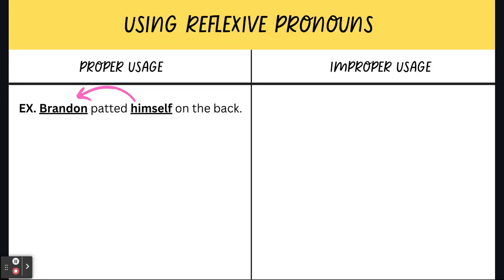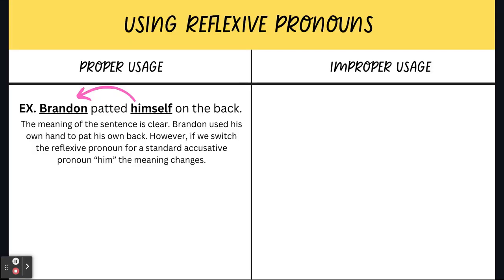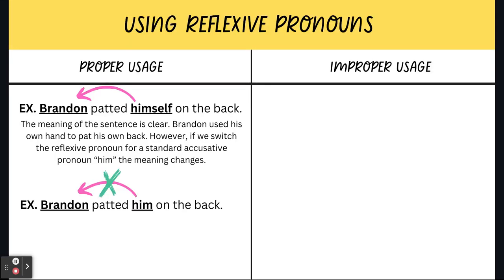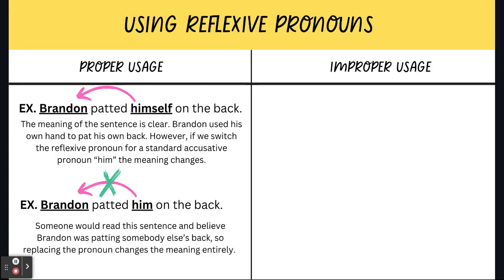So using reflexive pronouns, proper usage. Brandon patted himself on the back. I know who Brandon's patting on the back, so I get the meaning behind the sentence. Brandon used his own hand to pat his own back. However, if we switch the reflexive pronoun for a standard accusative pronoun, him, the meaning of this sentence is going to change. Brandon patted him on the back. This is no longer a reflexive pronoun. Someone would read this sentence and believe Brandon was patting somebody else's back, so replacing the pronoun changes the meaning entirely.